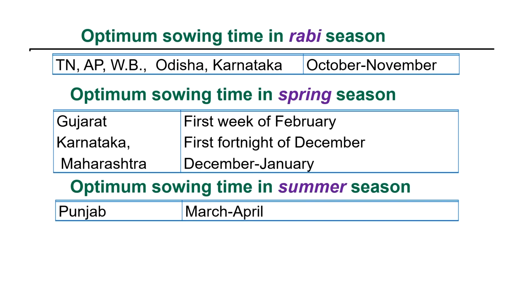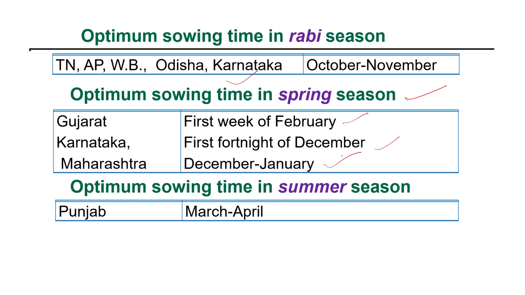Now, optimum sowing time in Rabi season: you can see for Tamil Nadu, Andhra Pradesh, West Bengal, Odisha and the state Karnataka, it is October, November for Rabi season. Optimum sowing time in spring season: for Gujarat, it is the first week of February. For Karnataka, first fortnight of December, that means 1 to 15th of December. Maharashtra, it is December, January.